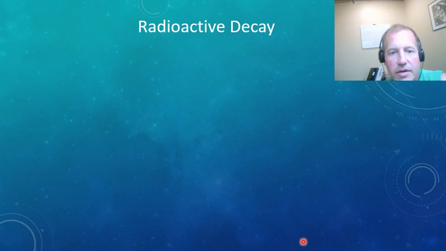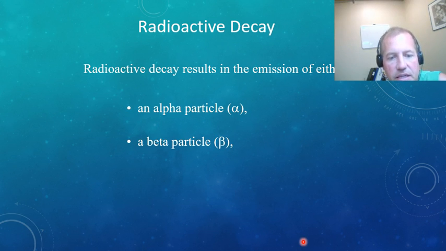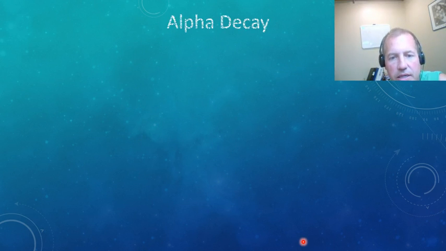So let's take a look at radioactive decay. It results in the emission of either an alpha particle, and we give it the Greek symbol there in parentheses, a beta particle, that is the Greek symbol for beta, also in parentheses there, or a gamma ray. So notice the first two are particles and the next one's a ray, and we call that a photon. So we're going to go over each of these a little in detail so you have an understanding of what an alpha particle is, what a beta particle is, and what a gamma ray is.